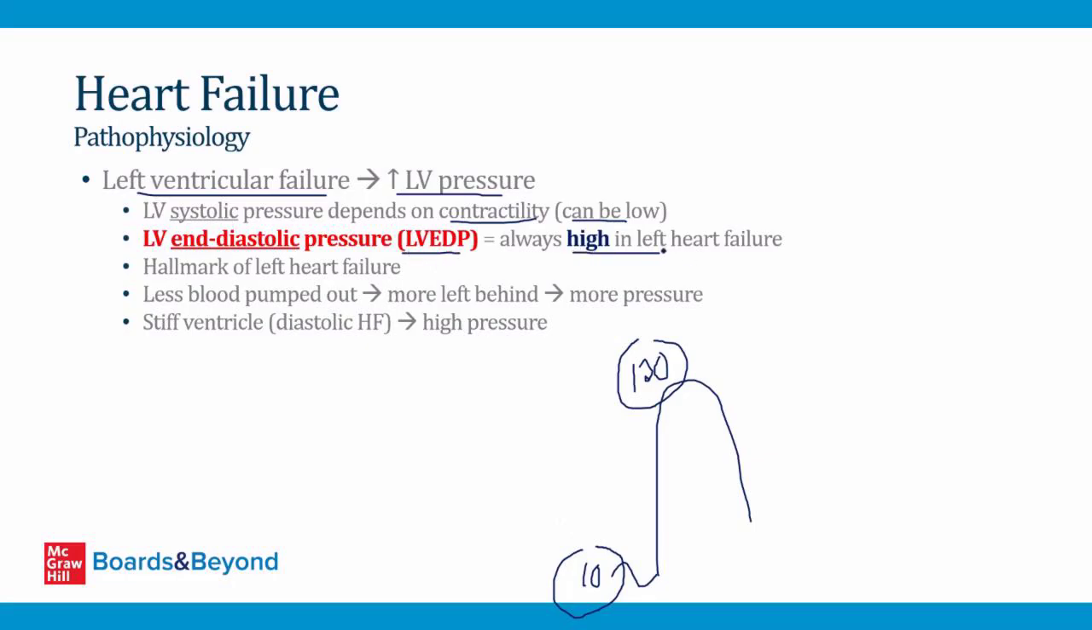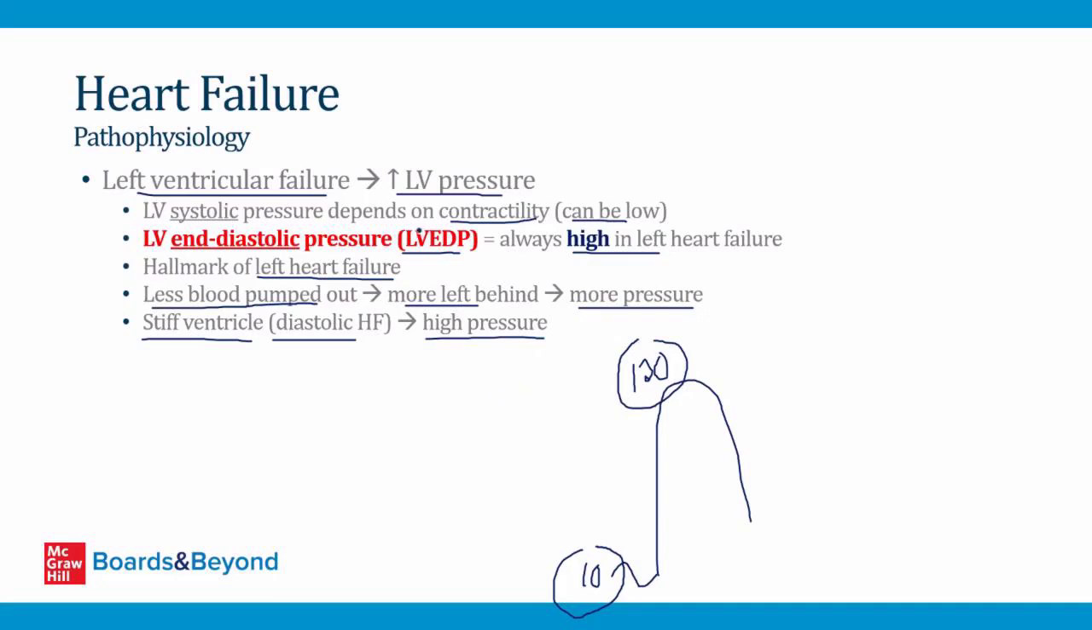But this pressure down here, the left ventricular pressure at the end of diastole, the LVEDP, this is always high when the left ventricle is failing. This is the hallmark of left heart failure. When you have left heart failure, less blood is pumped out of the left ventricular chamber, more is left behind. Those blood molecules push on the walls of the left ventricle at the end of diastole, and that creates more pressure. You can also get a high LVEDP when you have a very stiff ventricle, even if the contractility is okay, but it's stiff and can't fill. This is what happens in diastolic heart failure. That also leads to a high left ventricular end diastolic pressure.